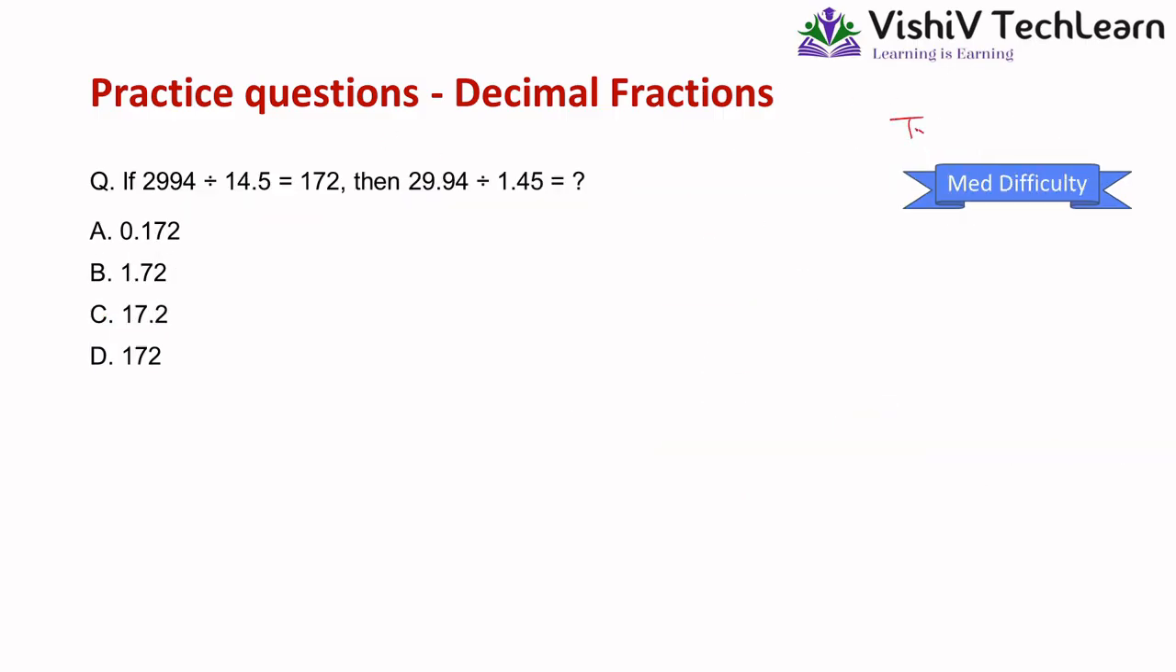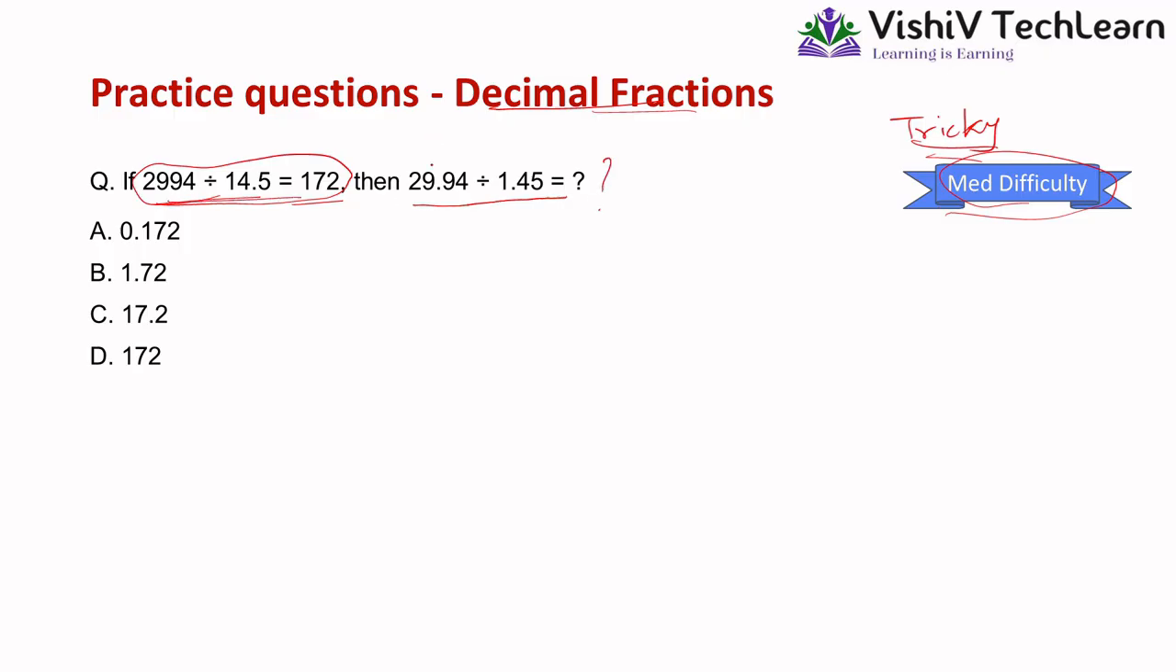Now this question is again tricky. If you are very good with fractions and decimals, this is a very easy question, and since it is tricky, that's why it is under medium difficulty level. The question is, if 2994 divided by 14.5 is equal to 172, so this answer is already given, we have to find out 29.94 divided by 1.45 is equal to what.